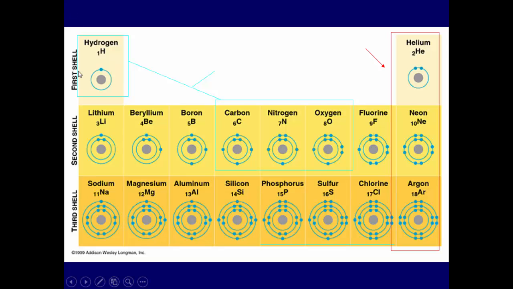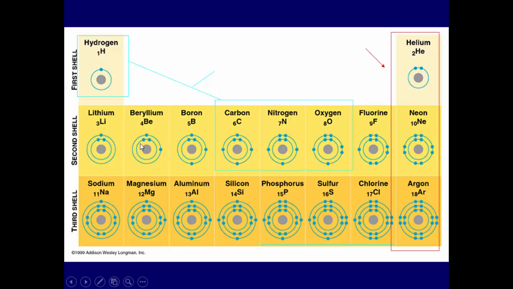Okay? But when they lose that electron, they lose a negatively charged particle. So when you lose a negatively charged particle, you tend to become positive, and they do. Okay? So these elements over here, hydrogen, lithium, and sodium, tend to form ions because they lose an electron.